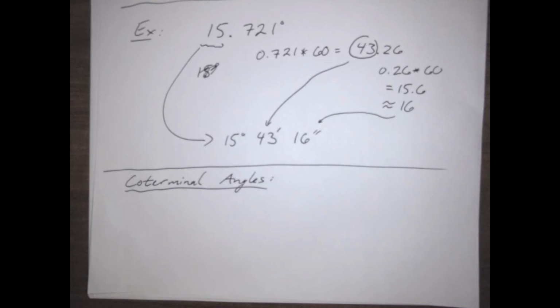Once again, these are angles that have the same position, the same point in standard position. So they're two angles that end up in the same place, like 90 degrees and maybe 90 plus 360, so 450 degrees. What makes an angle coterminal is that you have gone around some number of rotations.